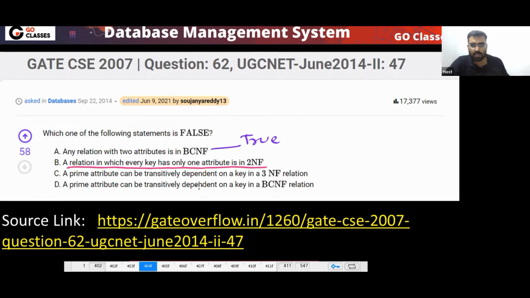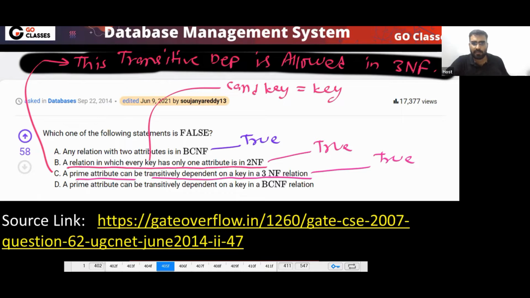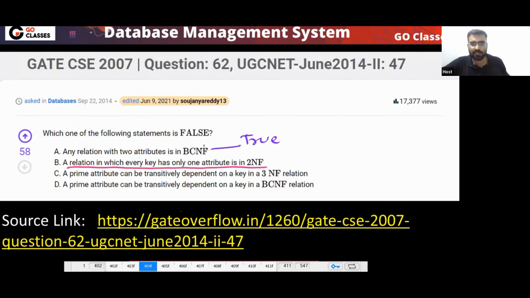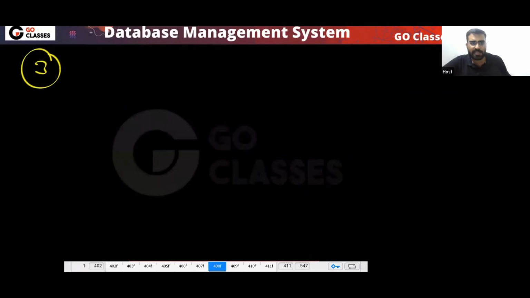Anyway, basically this transitive dependency is fine. You can take an example for it. Let me tell you what actually happens. Once many students get one option, for example once they find this one is false, they don't care about the remaining, because the question is asking for the false one. This is the problem with many students, so you should not do this. Anyway, let's see this third one.